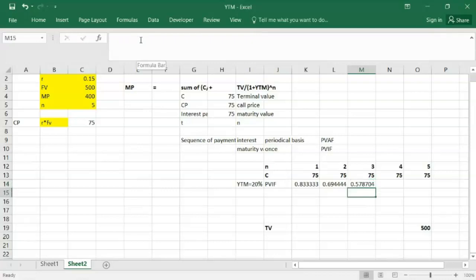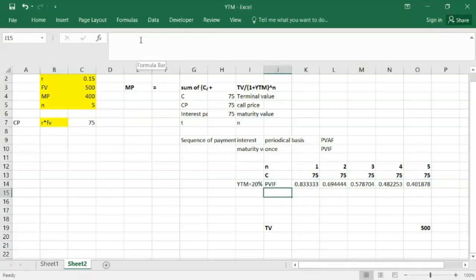When going year on year, only then can you know how we can use the formula directly for the annuity calculation. Okay. This is for the third year. This is 1 divided by 1.2 to the power 4. Next one, 1 divided by 1.2 to the power 5. So these are the present value interest factors.